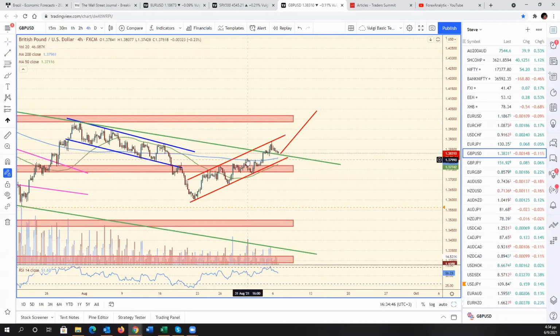On the other hand, I don't want to put support so close. So I'm going to use this area, high, low over there, etc., to give it a little bit more space, which is at 138. And the recent highs obviously have to be resistance, which is at 139.